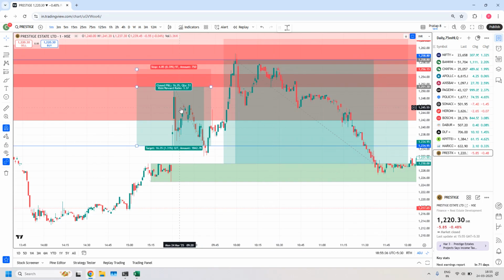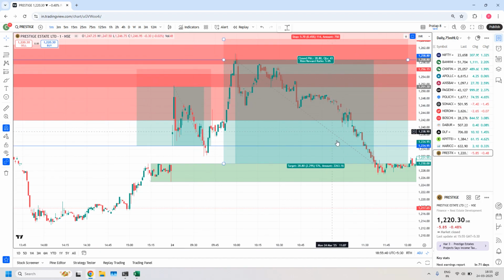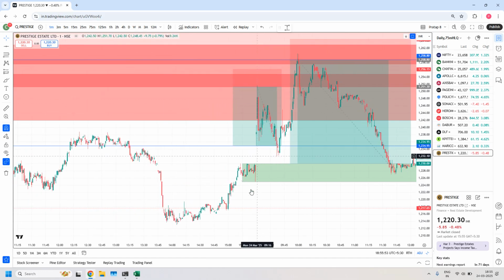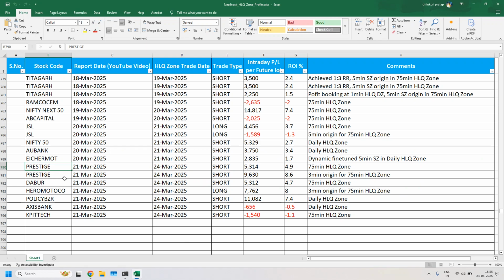Okay, the first trade has given 3.37 ROI. The second trade gave 1:5 RR, till the 15 minutes target, till the 3 minutes horizon. With the blue color line, we can manage the risk within the 2% level. And both trades, Prestige first trade has given 5,314 rupees profit, 4.9% ROI.